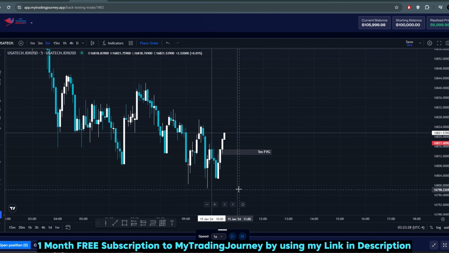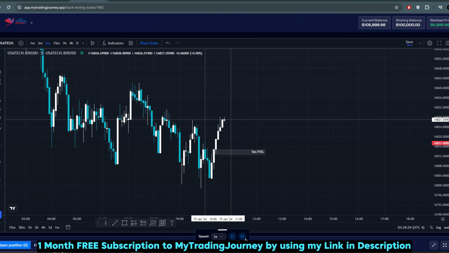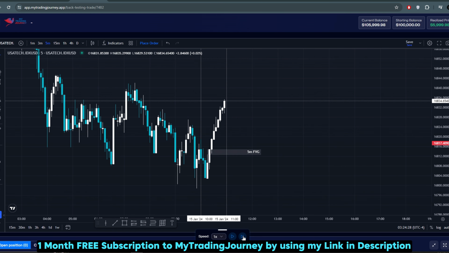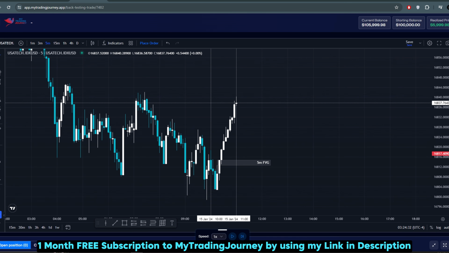Let's wait for the price to retrace into that 5-minute fair value gap. Alright, so far it's not going back there. So now this trading day is done. As we can see, the price did not retrace back into that 5-minute fair value gap, it means we have no trade for the day. Alright, so that's it. I will show you now the 30-day backtest data.